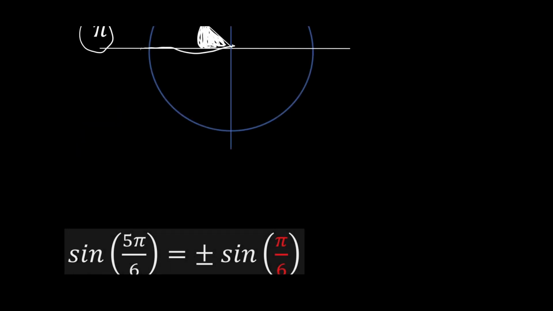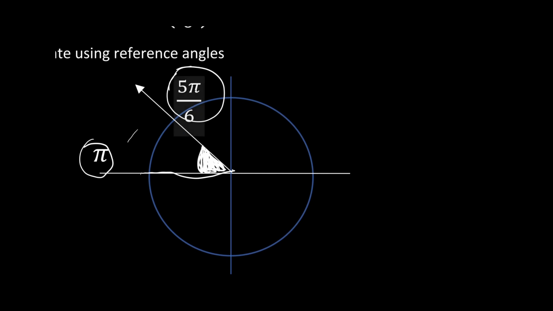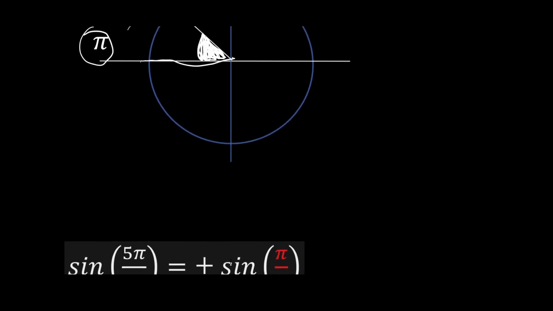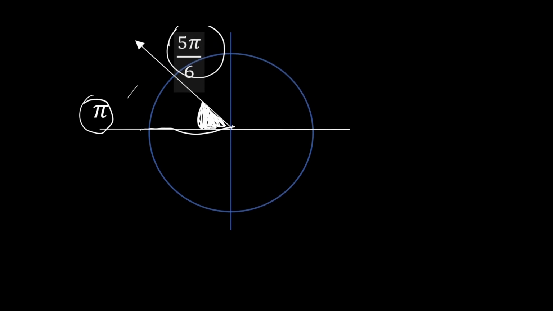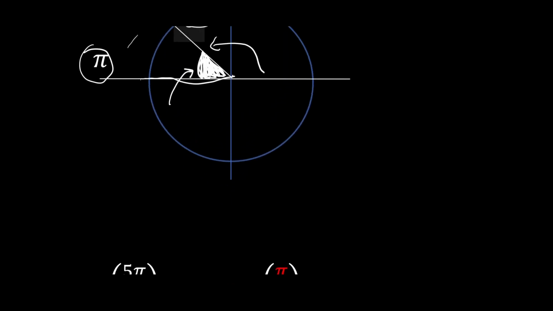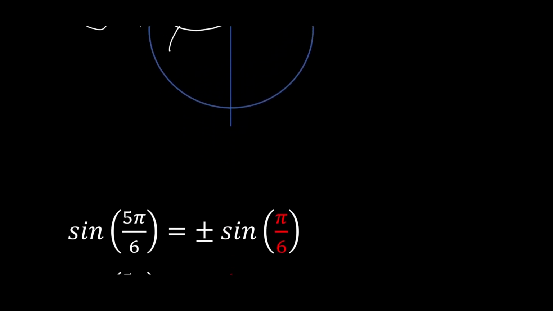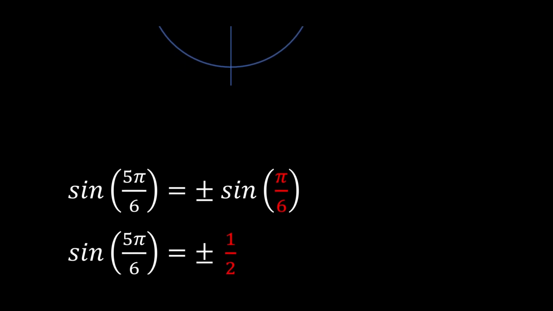So that means, using the reference angle method, that sine of this big angle, 5 pi over 6, is equal to plus or minus, we're not sure which one yet, sine of our reference angle, pi over 6. So sine of this angle is plus or minus sine of our reference angle, this angle. So what is sine of pi over 6? Sine of pi over 6 is 1 over 2.